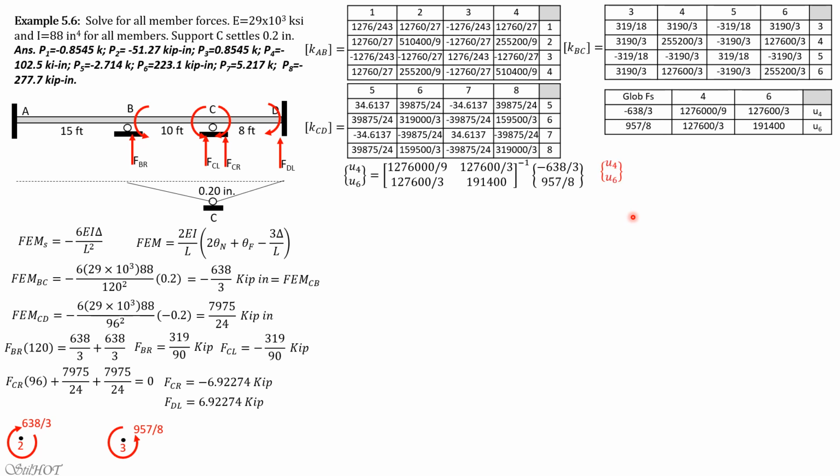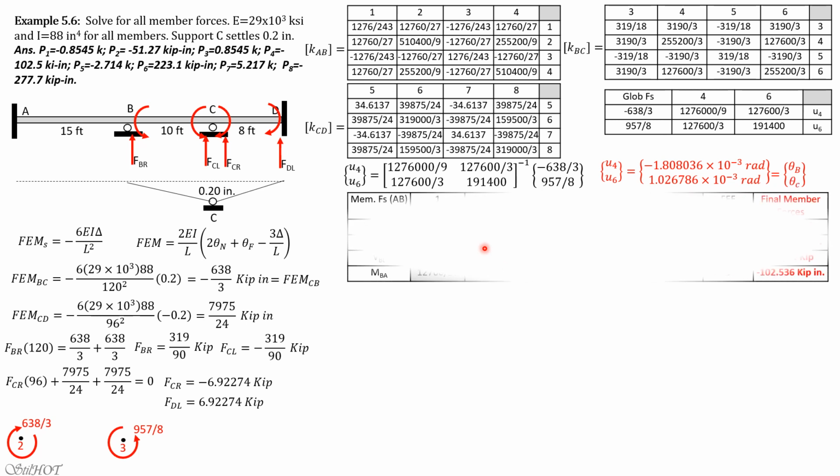So we will get U4 and U6, which correspond to theta B and theta C, equal to negative 1.808036 times 10 to the negative 3 radians and 1.026786 times 10 to the negative 3 radians. The units would be radians automatically because EI is already incorporated. It's theta B and theta C.